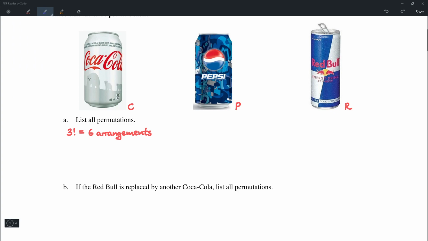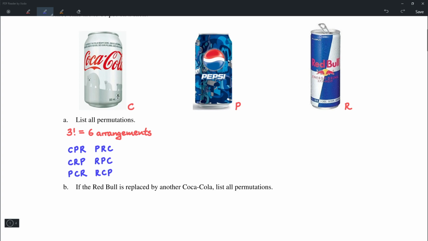And we have CPR, CRP, PCR, PRC, and RPC, and finally RCP. Those are the 6 arrangements.